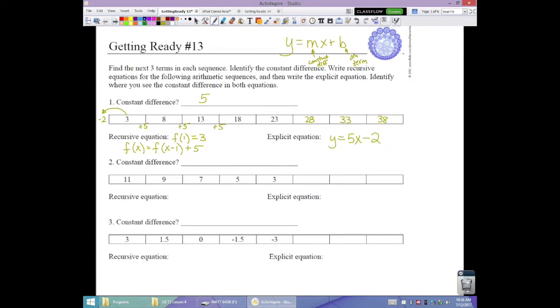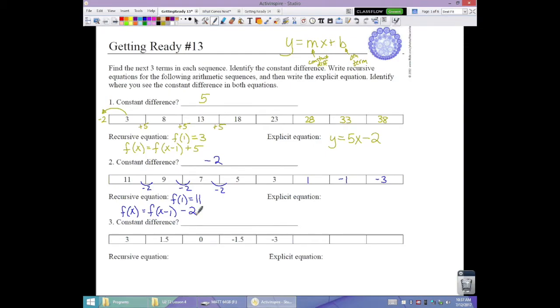Let's do that all again at number 2. This time our constant difference, we see these values decreasing. It goes down 2, down 2. So our constant difference is negative 2. If we continue that pattern, 3 minus 2 is 1, minus another 2 is negative 1, minus another 2 is negative 3. Our recursive equation, we start out f of 1 is 11, and our f of x will be f of x minus 1 subtract 2.